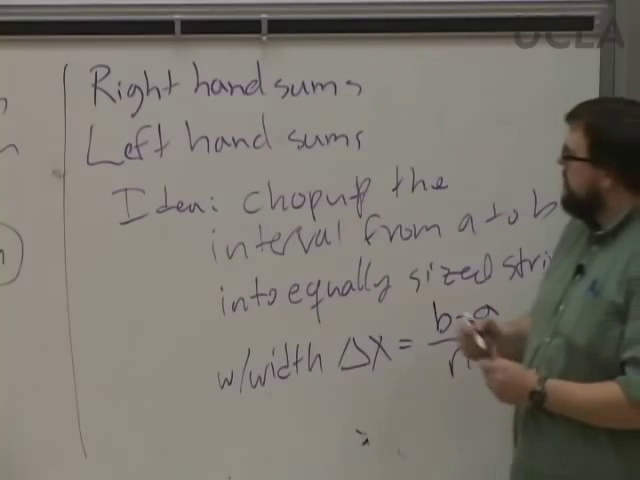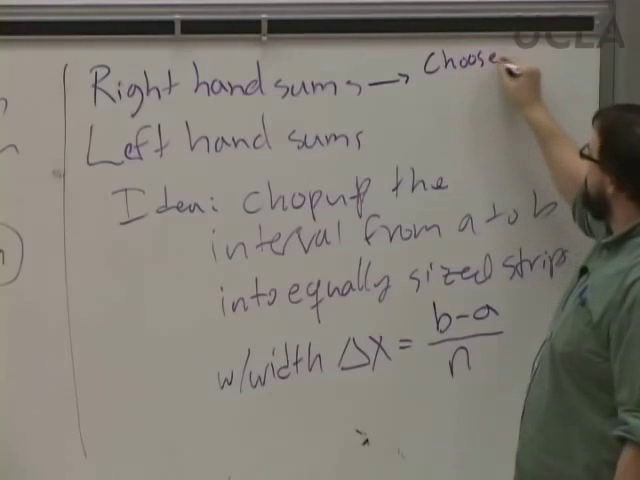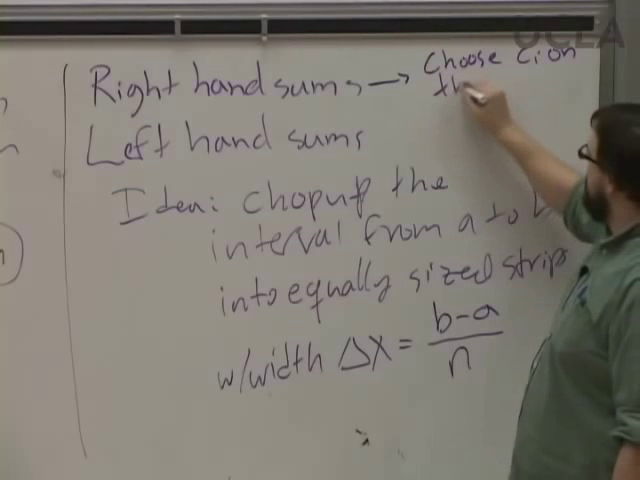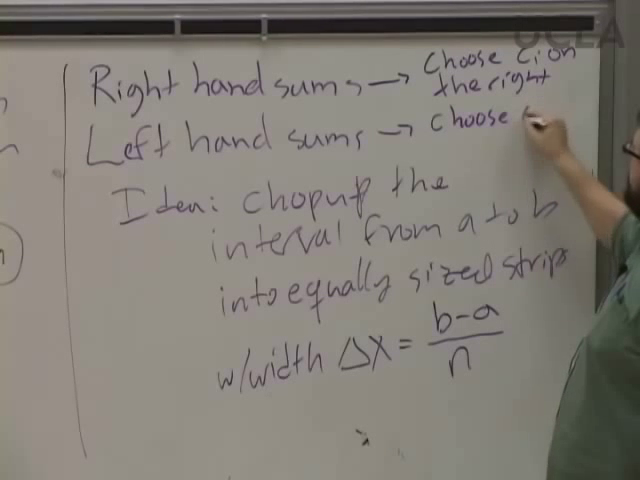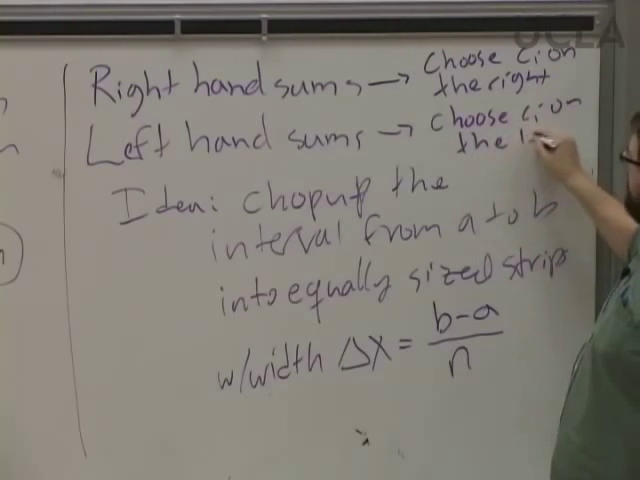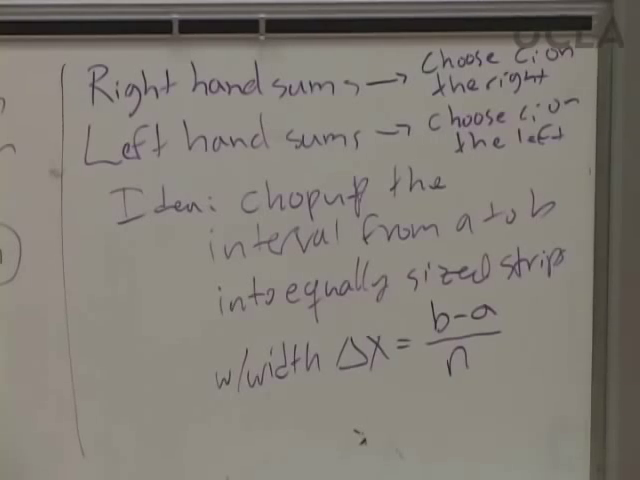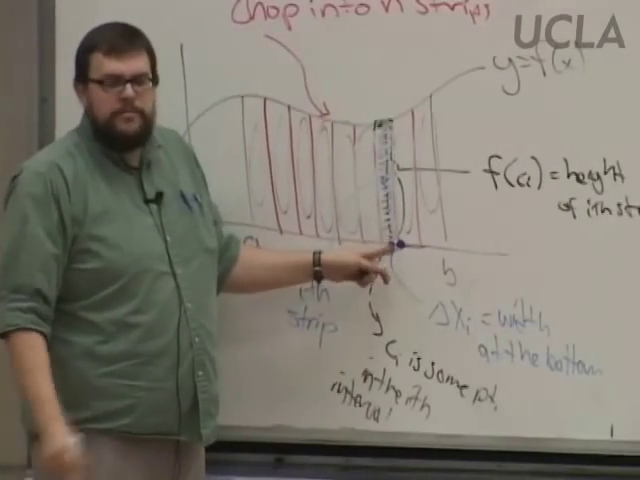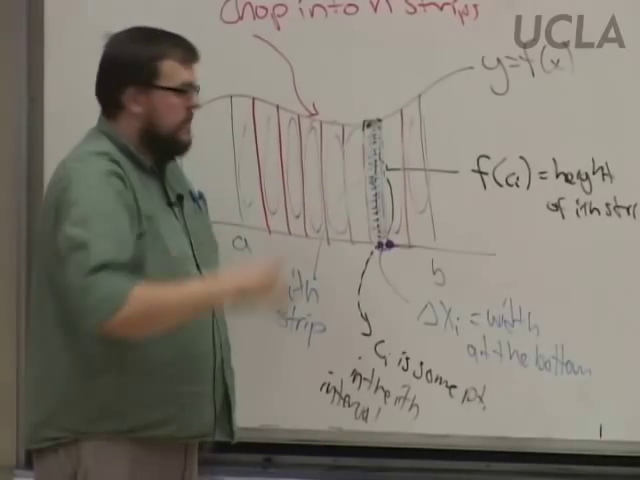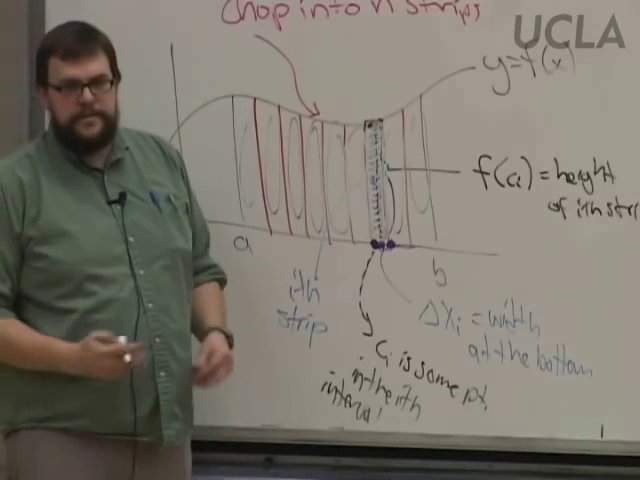So what's the right-hand sum? The right-hand sum says you always choose ci on the right side of your interval. The left-hand sum says you choose the point ci on the left. Now what is ci? If you come back over here, remember that we're chopping up our interval. Ci is the point on the interval. So the right-hand sum says, just make it easy on yourself. Don't bother trying to pick an arbitrary point. Just always take the one on the right hand of the interval. The left-hand sum says, no, just always take the one on the left end of the interval.